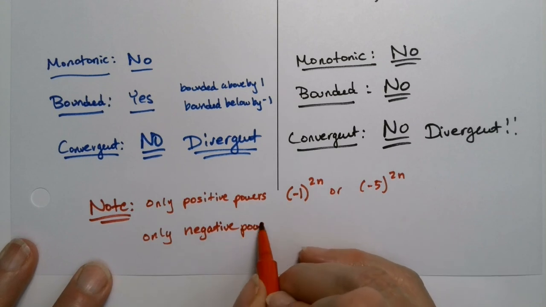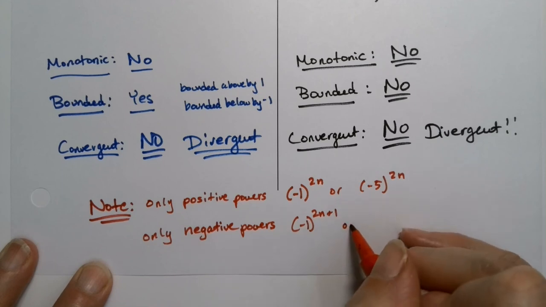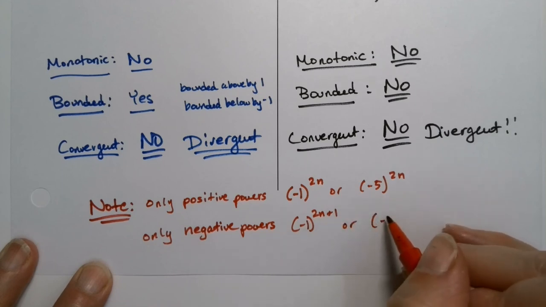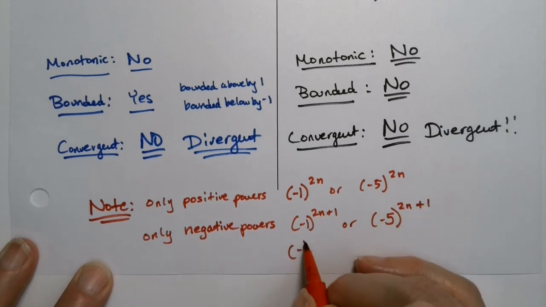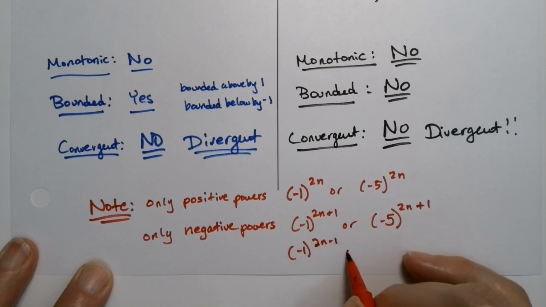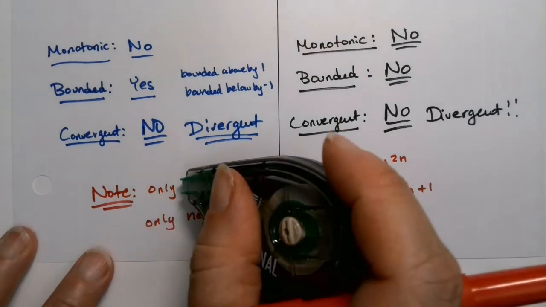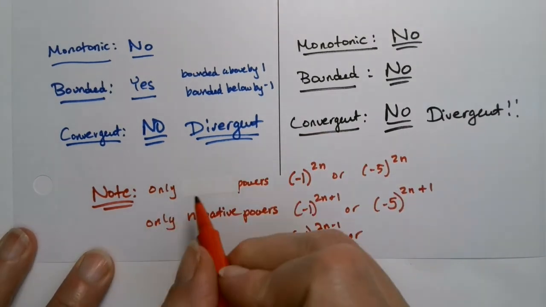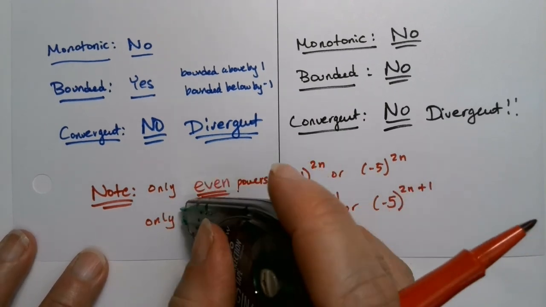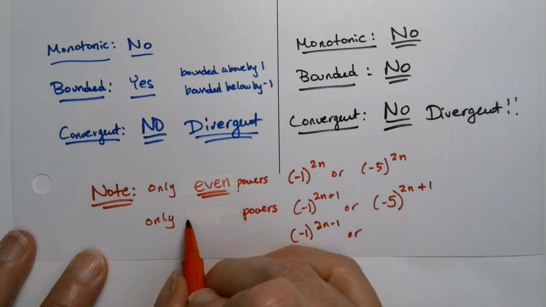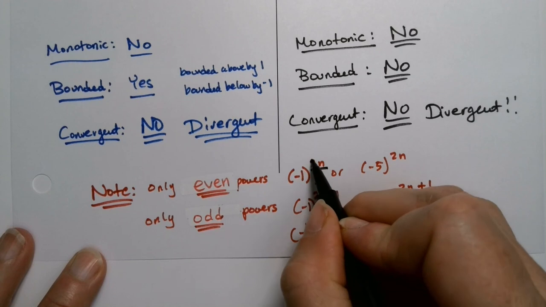So if you only want negative powers, it'd be -1 to the 2n plus 1, or say -5 to the 2n plus 1, or you could do -1 to the 2n minus 1. That's also always odd, right? So these are even powers. I guess I should say only even powers. Let me do it that way. These will be only even. They're working out to be positive just because it's an alternating sequence, but I'm really more interested in the even and odd thing. Sometimes that gets missed in pre-calc and you don't realize it.